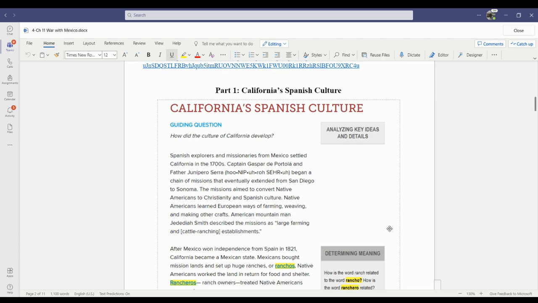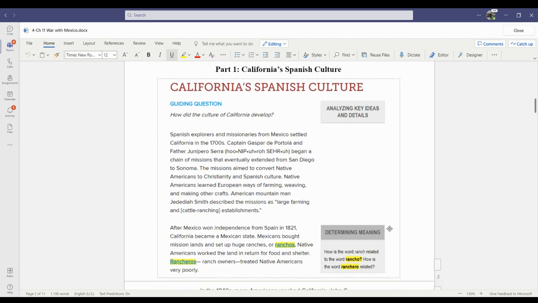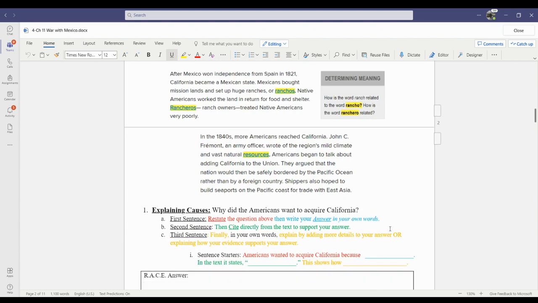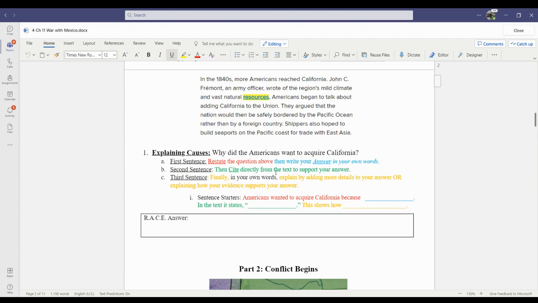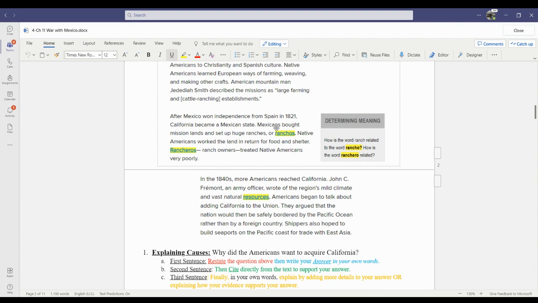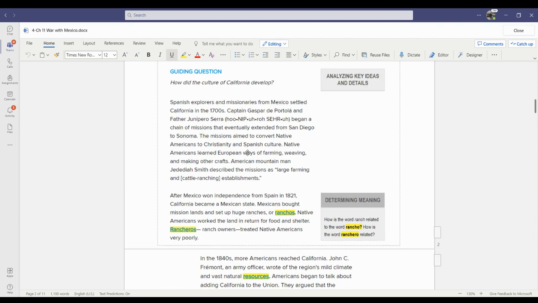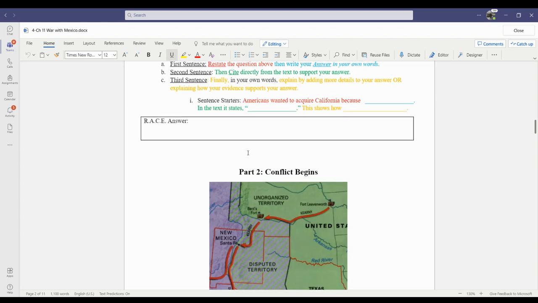Next, we're going to talk about California's Spanish culture. So we'll do a little bit of Spanish and Mexican history involving California. And your first race question here is, why did the Americans want to acquire California? Make sure you're following all the steps. Rather think about, why did the Americans want California? So why did Americans want this place? Make sure you're not explaining why Mexicans or Spanish people wanted this place, but why did the Americans specifically?